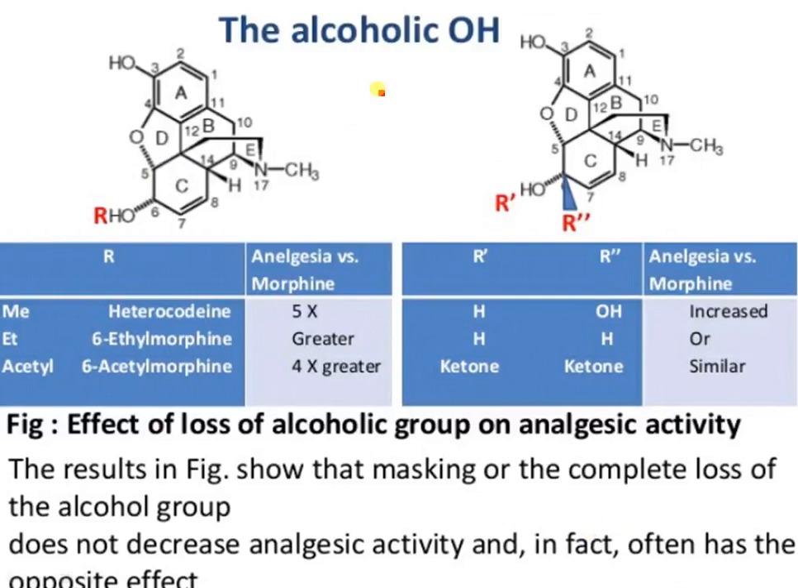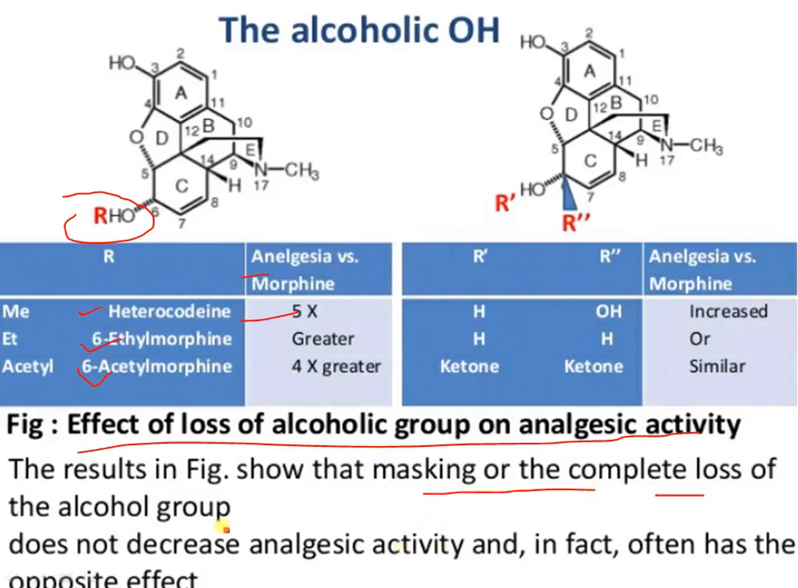Now R at the 6th position. Heterocodeine is 5 times greater, then ethyl morphine and 6-acetyl morphine. This is analgesia versus morphine, showing the effect of loss of the alcoholic group on analgesic activity. The figure shows that masking or complete loss of this alcohol group does not decrease the analgesic activity, and in fact often has the opposite effect.